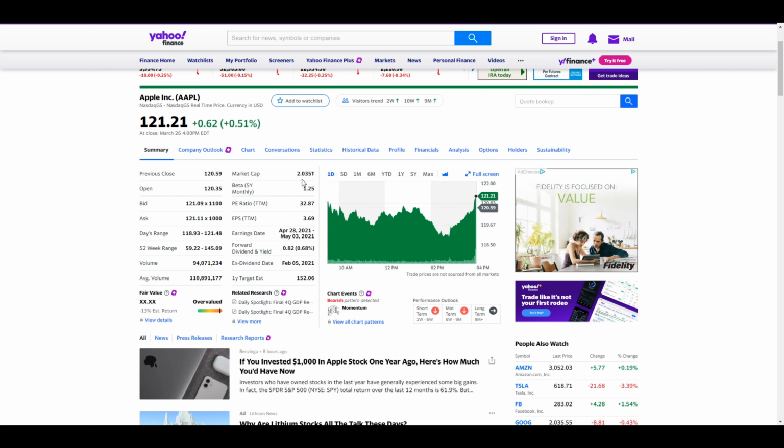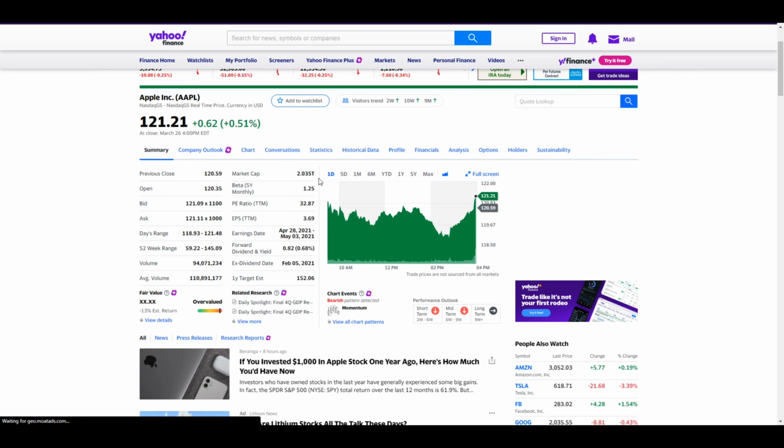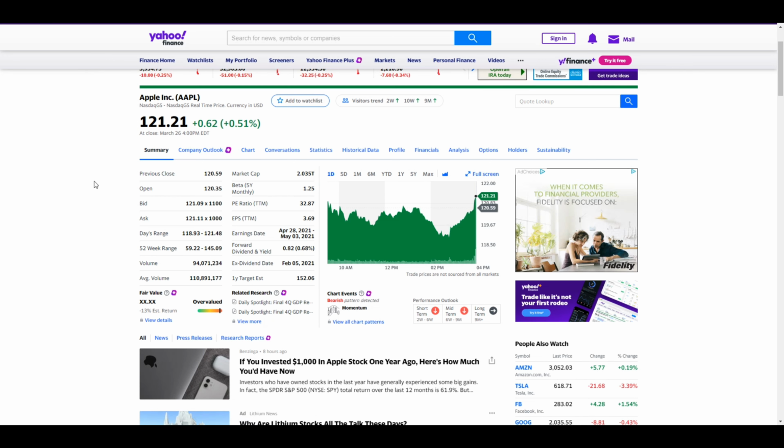The market cap is an important metric. The market cap is the size of the company, and it's easily calculated. It's just the share price of the company times the number of outstanding shares. So if you have 10 shares at $100 each, the market cap for that company would be $1,000.